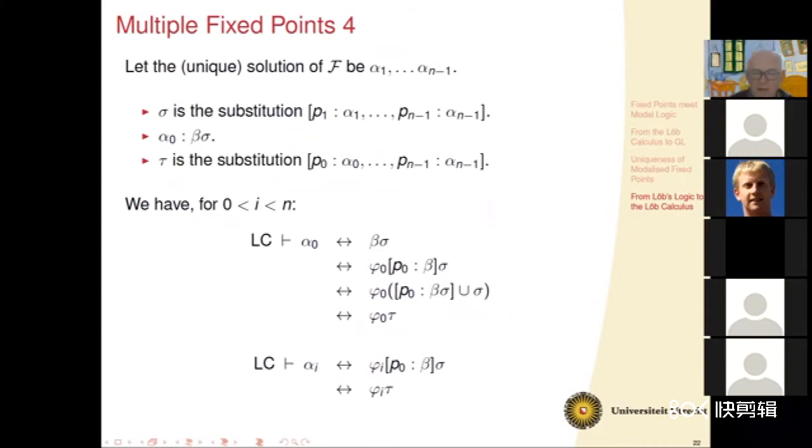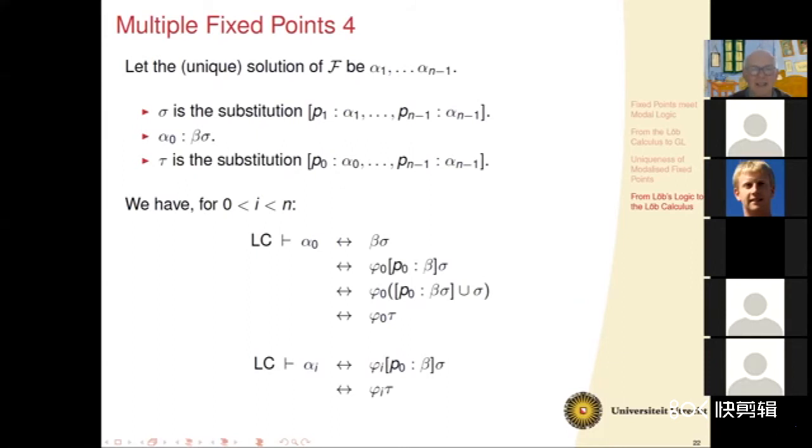Yeah, so in S4, of course, as soon as you have reflection, the whole thing explodes, right? Because if we have reflection, then we can prove not box falsity. And then by Loeb's rule, we can prove falsity. So if you add modalized fixed points to S4, the thing goes dramatically wrong.